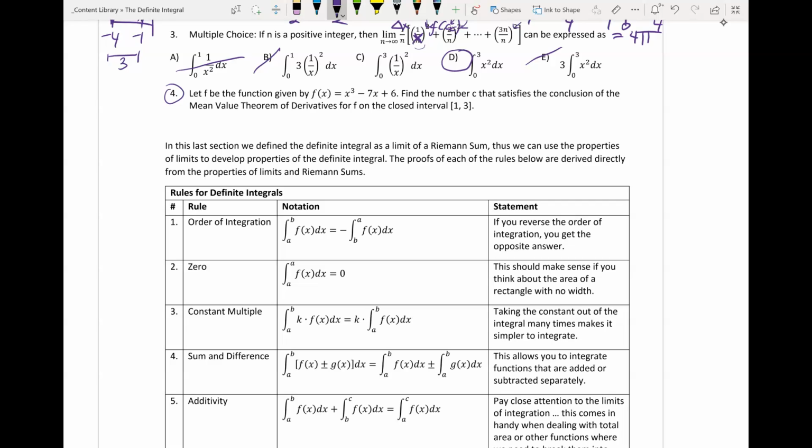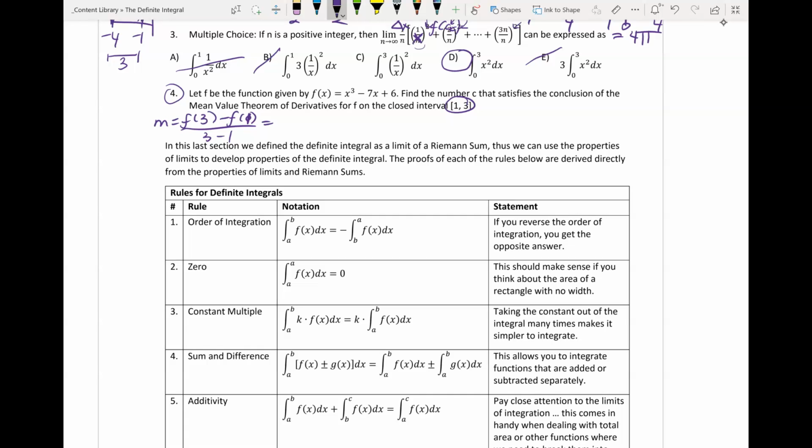Okay, and then question 4 is just a review of the previous units that we have done. We're looking for c that satisfy the condition of the MVT of derivatives for f on the closed interval. Well, first thing we need to do is find the slope, m, between 1 and 3. So we need to calculate f of 3 and f of 1. This will be over 3 minus 1, so that's coming from our interval.